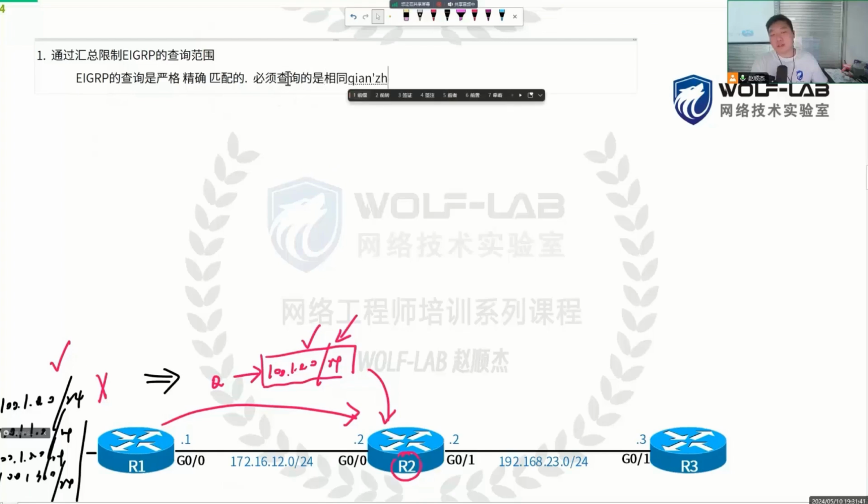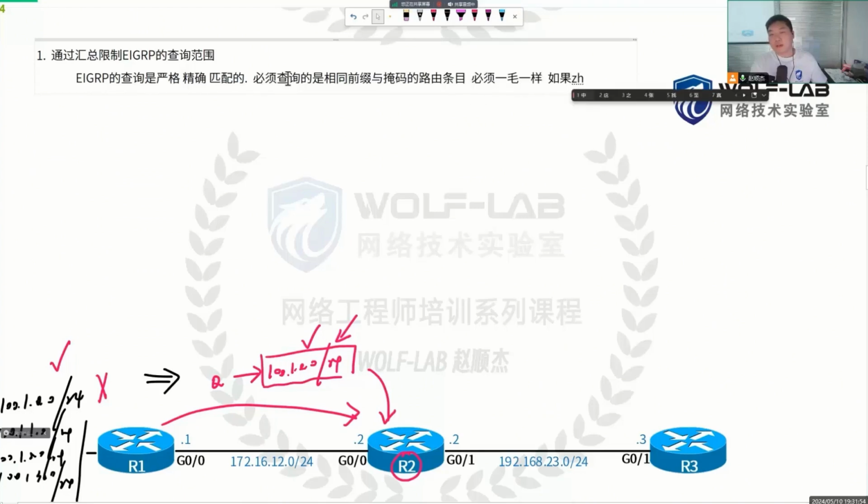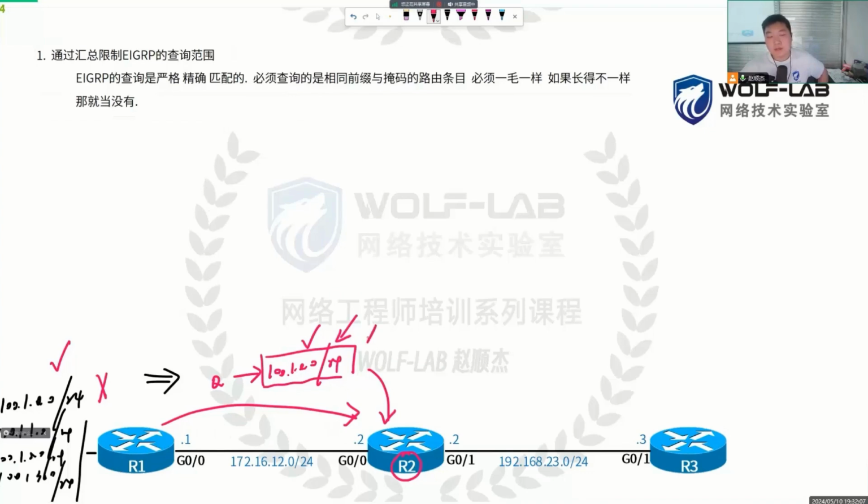What does this mean, students? When we, R1, lose a route entry, we query for 100.1.0.0, the /24 route entry. So suppose we, R2, don't have this route entry, or can't find this exact, completely same route entry. What to do then? We have the first situation. If we don't have the route entry, we just reply. Reply what? Route entry unreachable. Then our query sender will remove the route entry from the database.